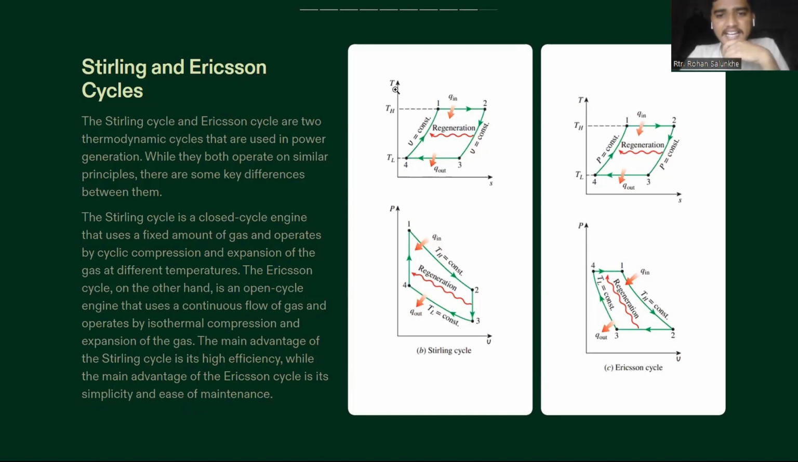Here in the TS diagram, or simply in the PV diagram, we can see that, as we have seen in the Carnot cycle, the heat addition and heat rejection are isothermal processes, and here both are the same. But instead of isentropic processes, in the Stirling cycle we are using constant volume processes, and in the Ericsson cycle we are using constant pressure processes. That is the key difference, or evolution, of the Carnot cycle into the Stirling and Ericsson cycles.